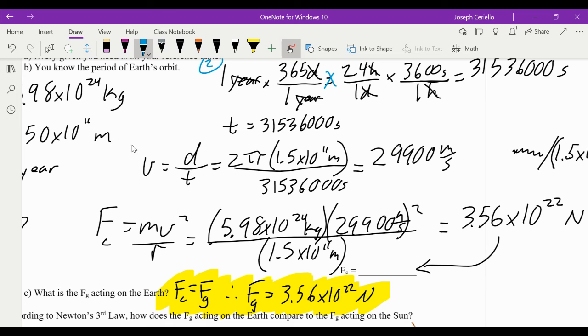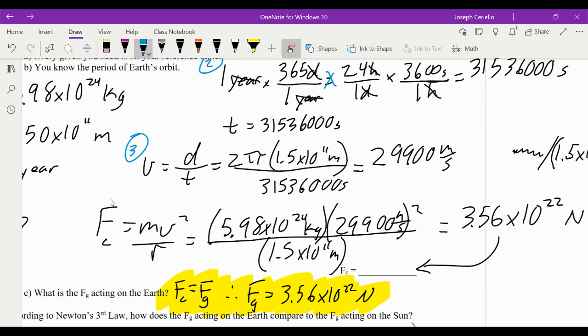So to get the speed of the Earth in its orbit, v equals d over t. d is a circular path because we're going around the sun in that given amount of time. So we have 2 pi times 1.5 times 10 to the 11 meters. That's the distance to go around the sun. Divided by the time it takes to go around the sun, we get 29,900 meters per second. Roughly, that's a little estimated.